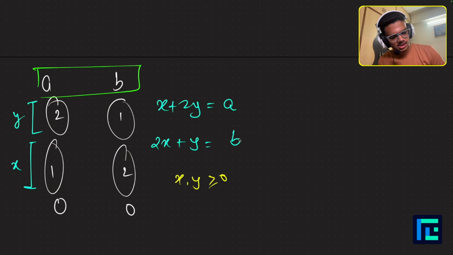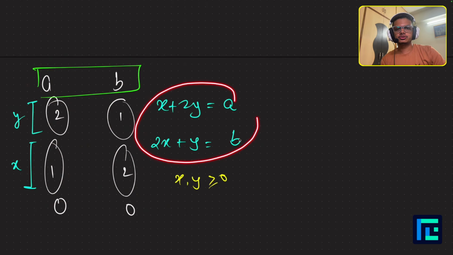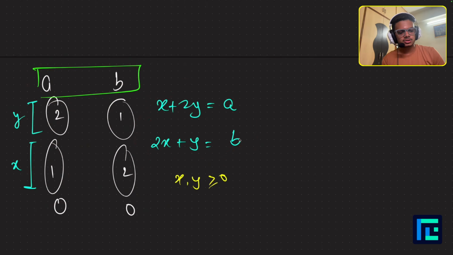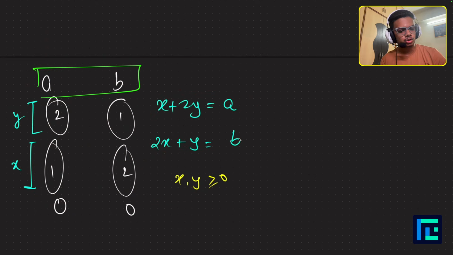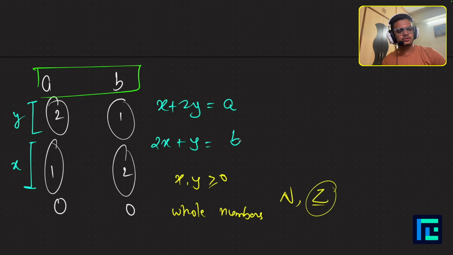Fine. But for that, a valid solution to this has to exist. So what is a valid solution? Of course, the X and Y that you get from here should be non-negative and they should be whole numbers, or you can say integers. I'm saying whole numbers because they have to be non-negative as well. If you remember, there was a natural number set and there was a whole number set, so that's what I'm talking about. X and Y have to be from the whole number set. Fractions are not allowed.